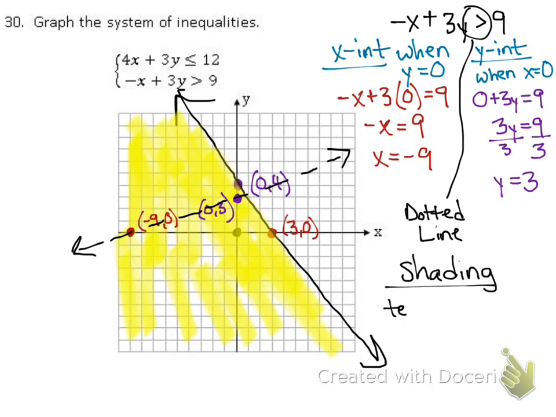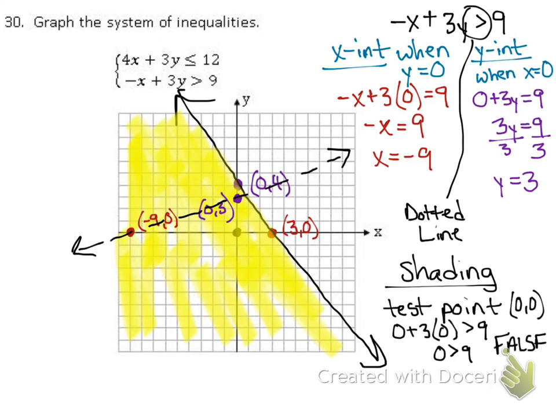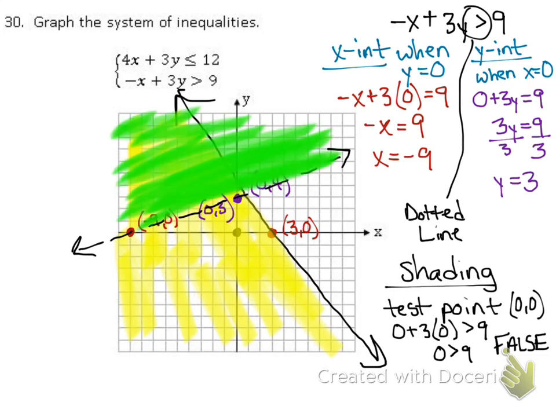And then I need to figure out what side to shade using a test point. I'm going to use 0, 0 as my test point again. So I'll plug in 0 for x and 0 for y, and that gives me a statement that reads 0 is greater than 9, which is not true. So for the dotted line that I just drew, I want to shade the side of that line that does not include the point 0, 0. The solution region is where those two colored areas overlap.